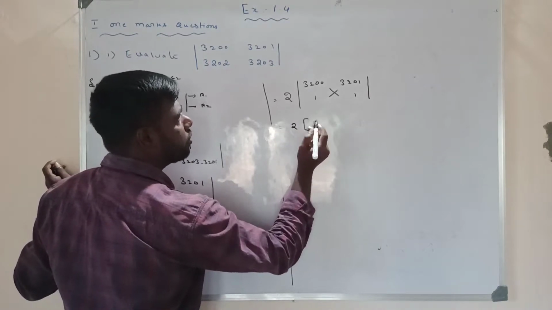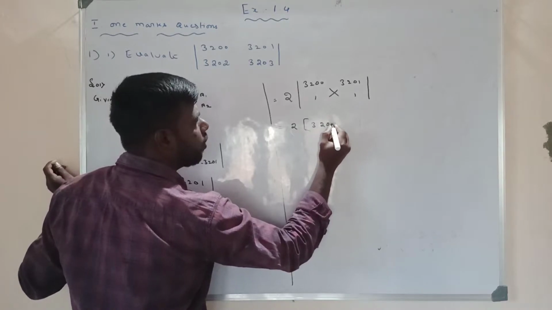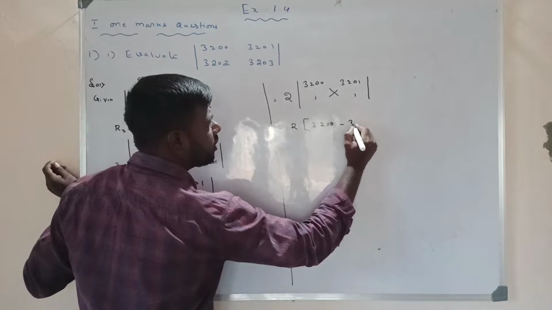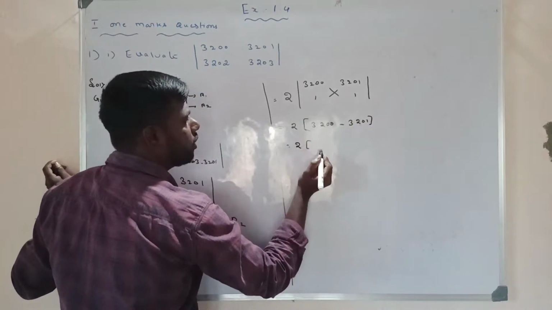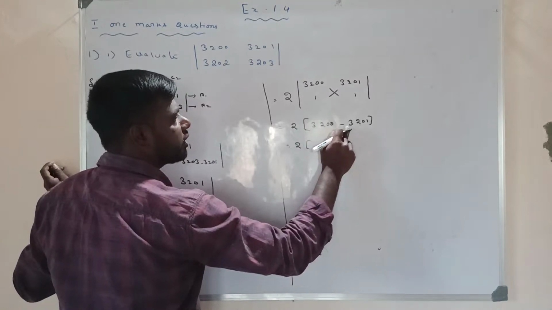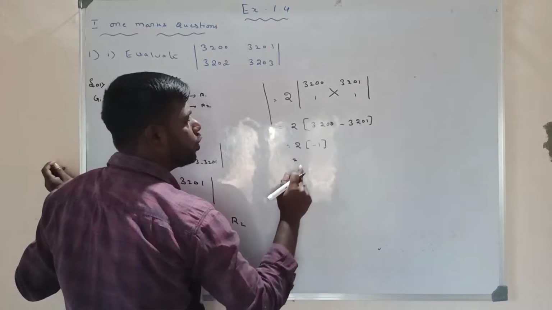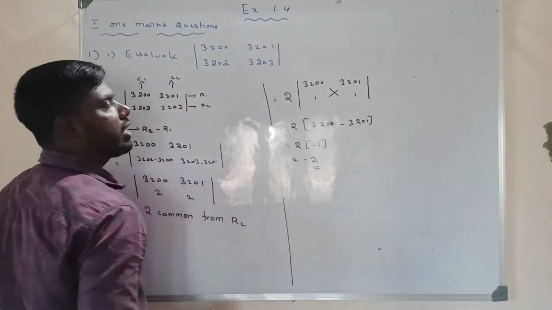2 into (3200 into 1 minus 1 into 3201). 3200 minus 3201 is minus 1, so 2 into minus 1 is minus 2. This is the required value.